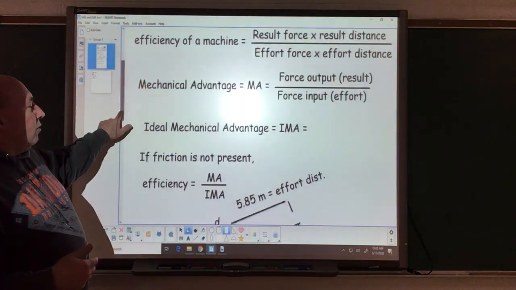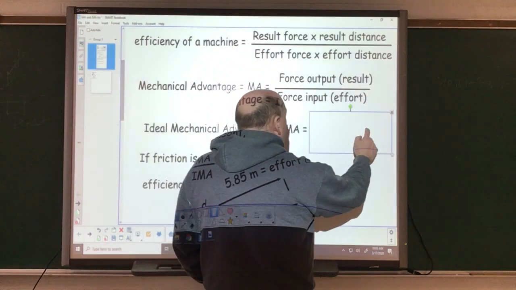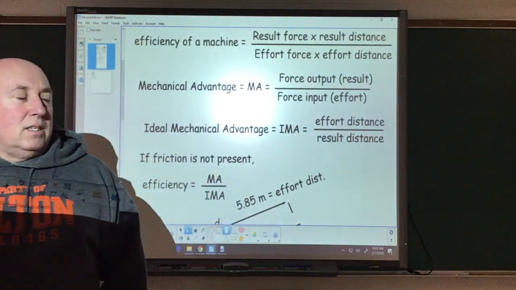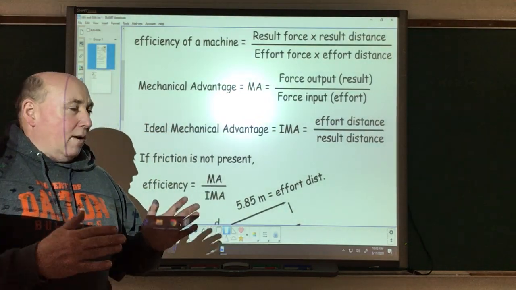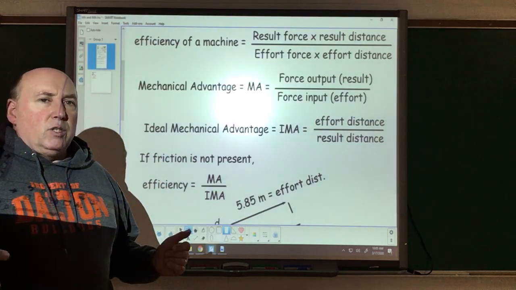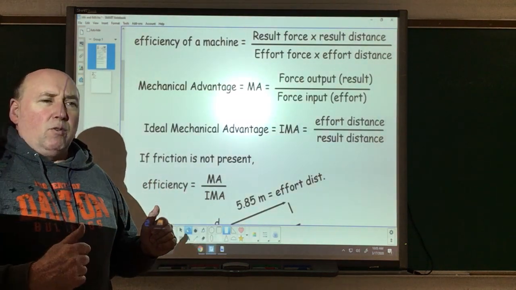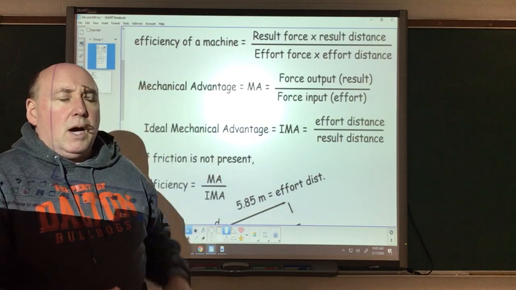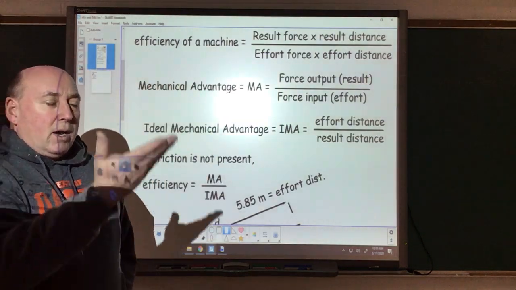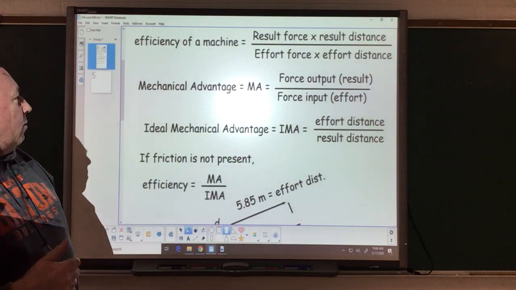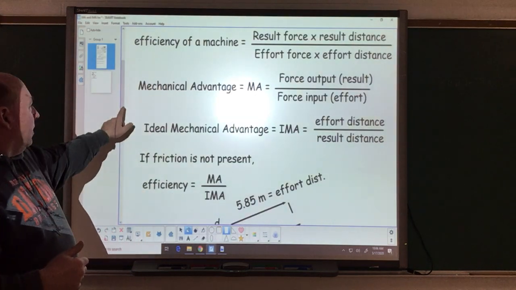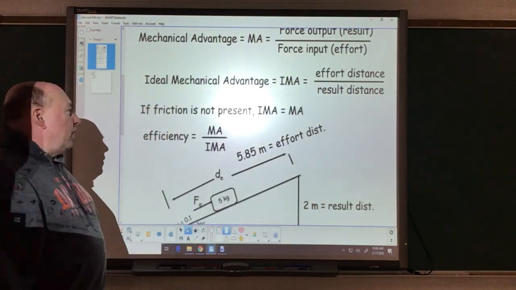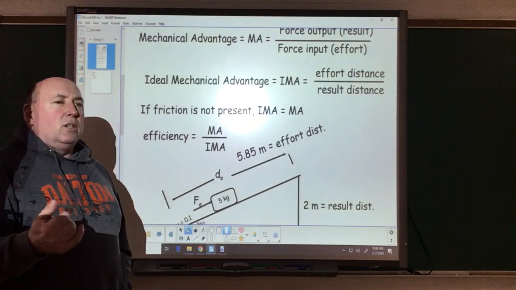The ideal mechanical advantage is calculated by effort distance divided by result distance. Whatever your effort is, what is that distance over the result distance? How far did I push a crate up a ramp? That's your effort distance. What is my result? Raising the ramp up, or if I was lifting the boxes straight from the ground up, what was the result of that? That is how we calculate the ideal mechanical advantage. If friction is not present, ideal mechanical advantage is equal to mechanical advantage. These two things are equal.